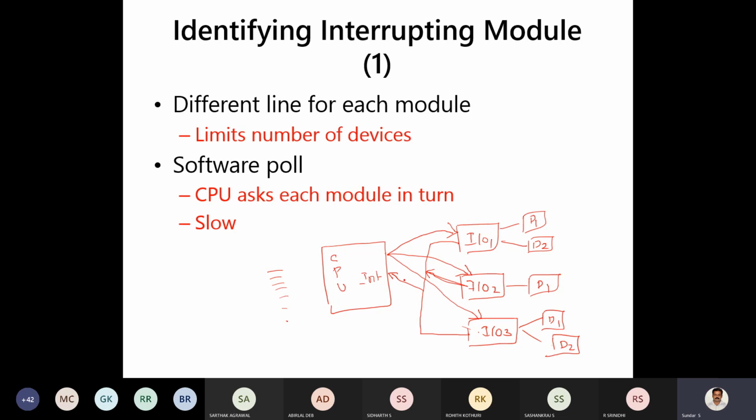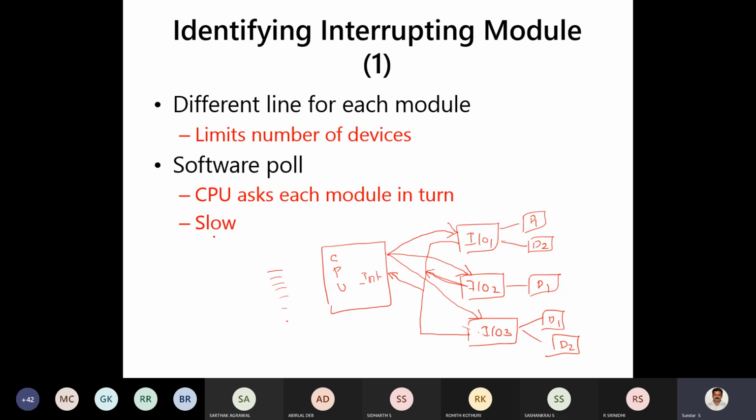Okay, right. In that case, when an interrupt comes, the CPU has to check whether the interrupt is due to this device, or this device, or this device. Now, how to do this? This is called software polling. Polling means checking one after the other. So how it can do this, we will see.